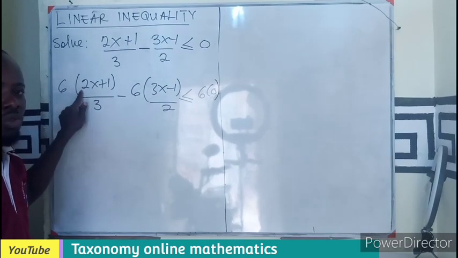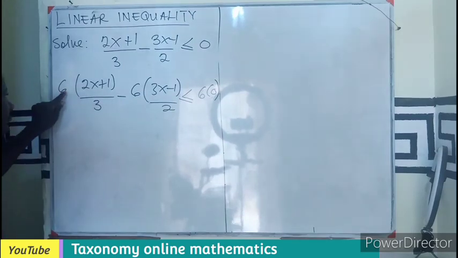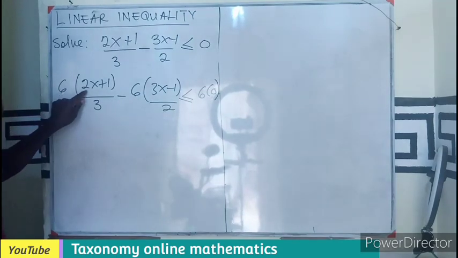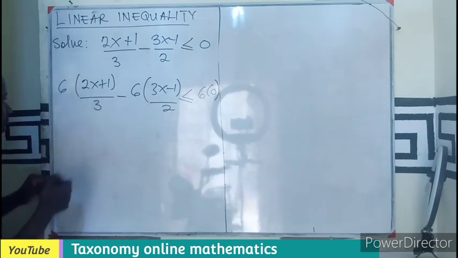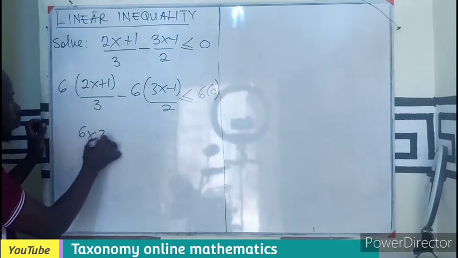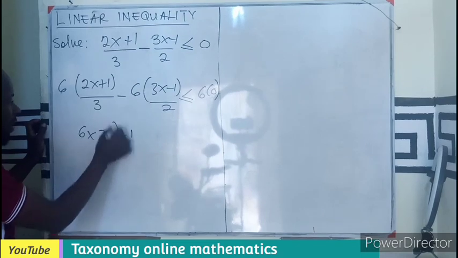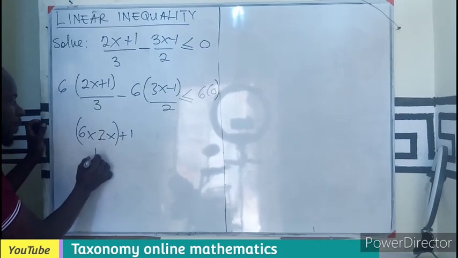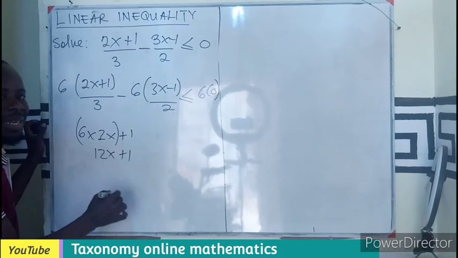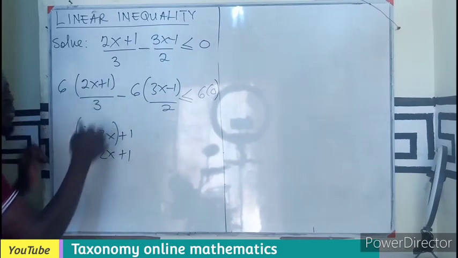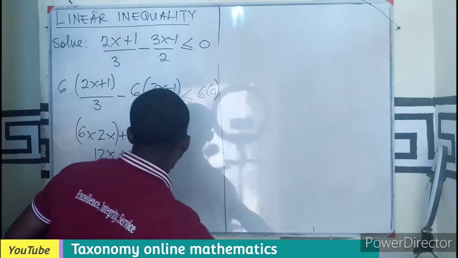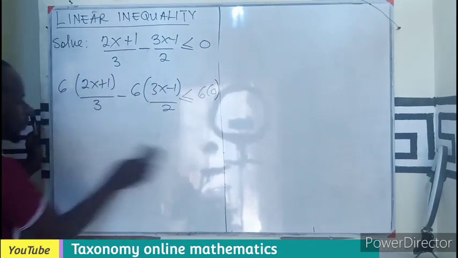If you don't introduce your bracket, you may end up using the LCM to multiply only the first term, leaving the second term. Because if there's no bracket, you'll be having 6 times 2x plus 1. I believe you may add this to be 12x plus 1. But if the bracket is introduced, then the 6 can have effect on all the terms in our numerator.